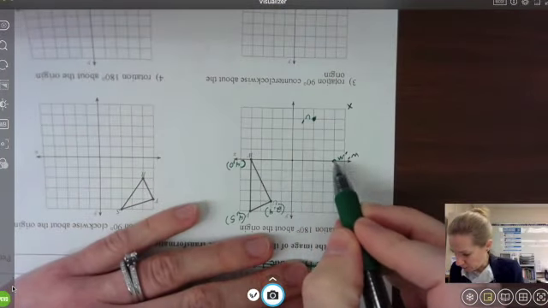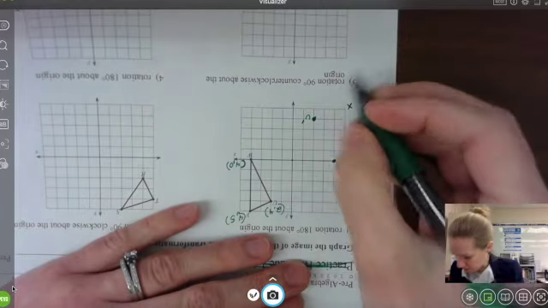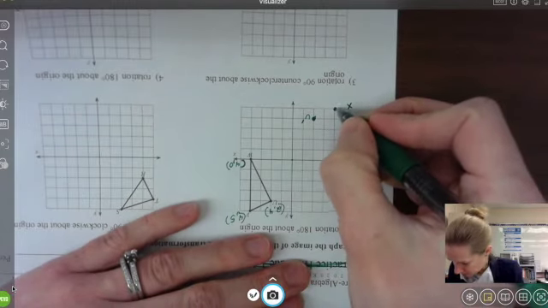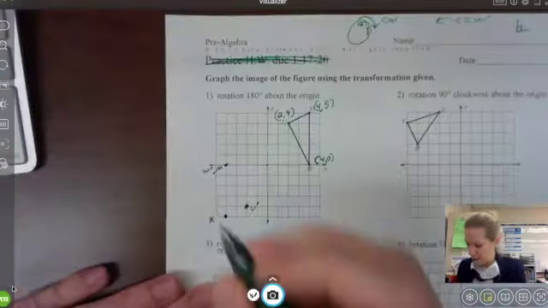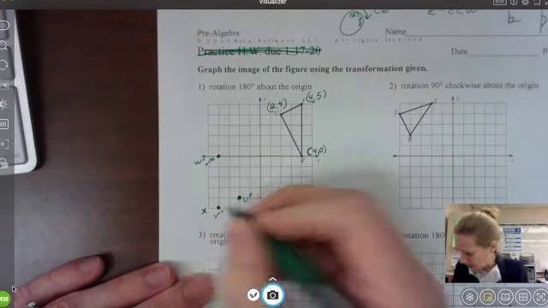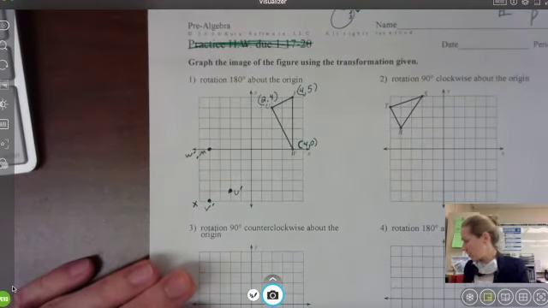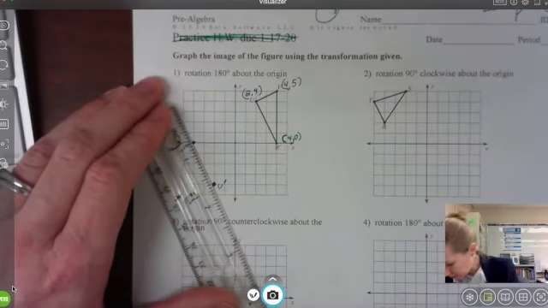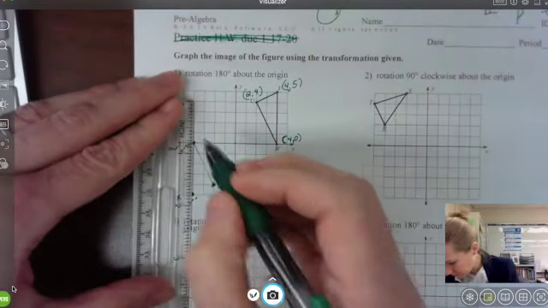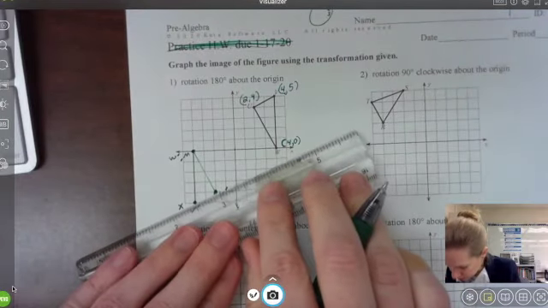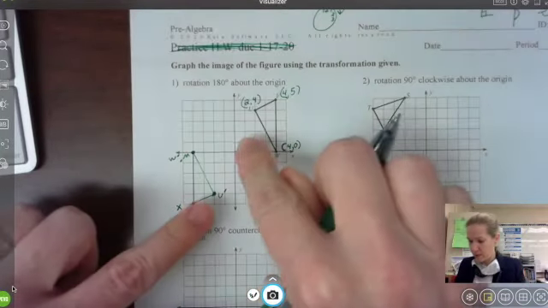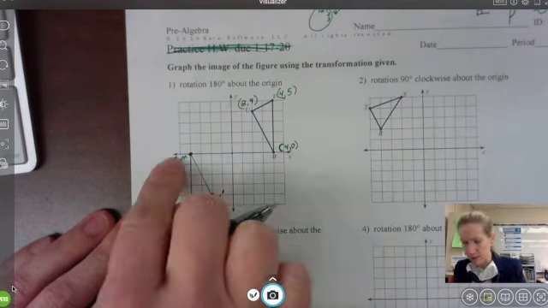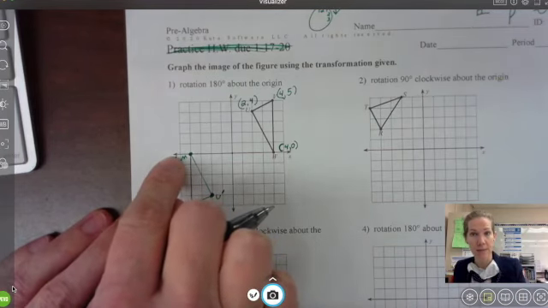1, 2, 3, 4. 1, 2, 3, 4, 5. That's my new point, and that is V prime. Now I can go ahead and connect my points. And you will see that this figure has been spun around 180 degrees.